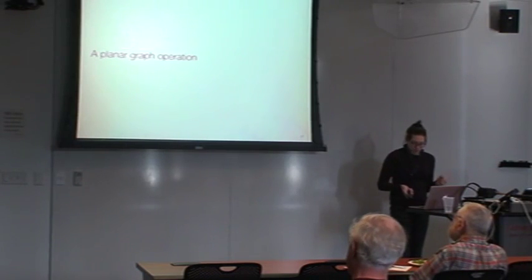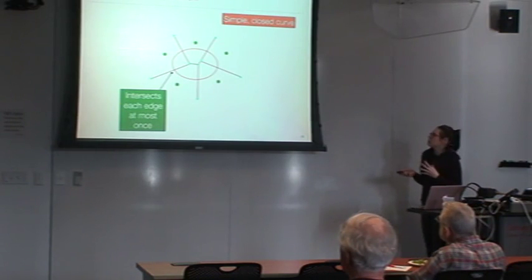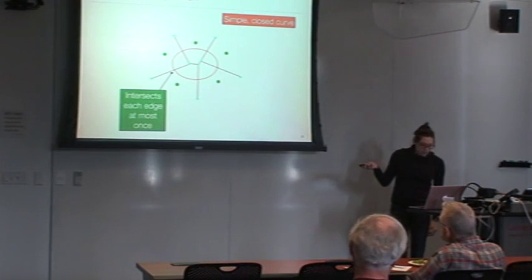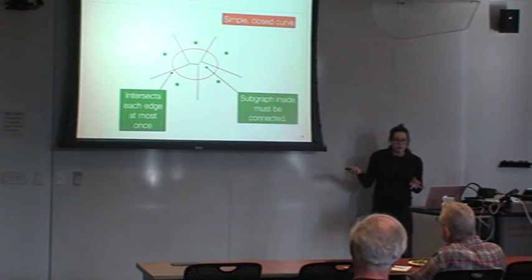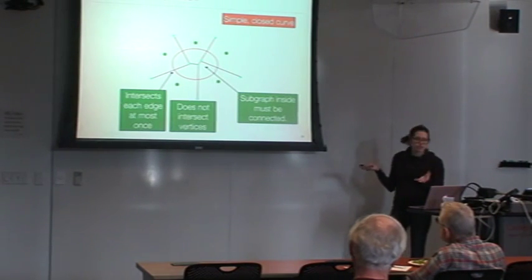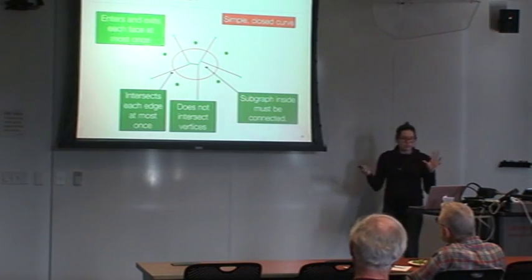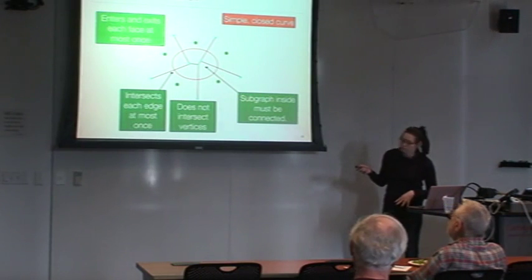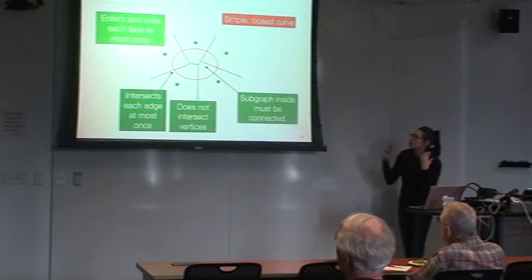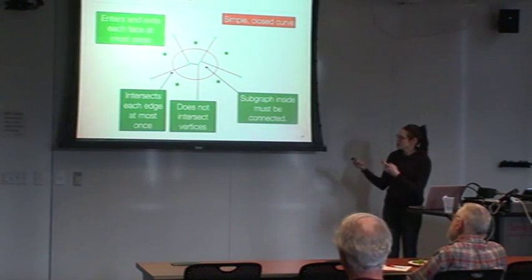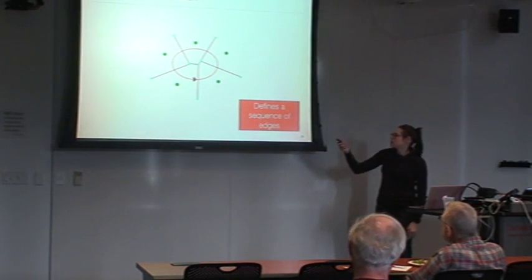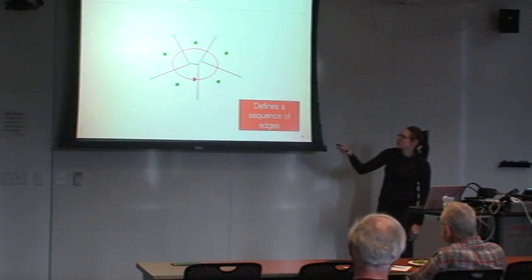So, planar graph operation. Our planar graph operation is defined by the simple closed curve, which I have here in orange. It intersects each edge at most once. The subgraph inside has to be connected. It doesn't intersect vertices, just to avoid degenerate cases. And it enters and exits each face at most once. You can see how this could be used to model insertion. This defines a sequence of edges if you add a direction to it, as you walk around the curve like this.